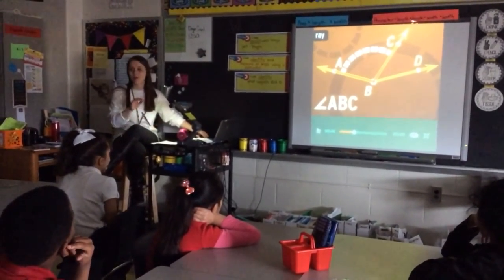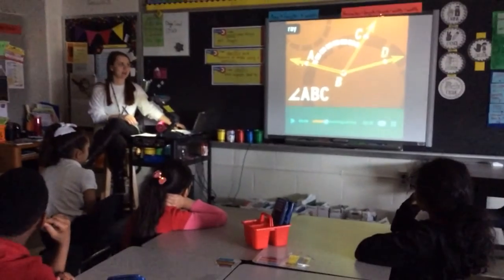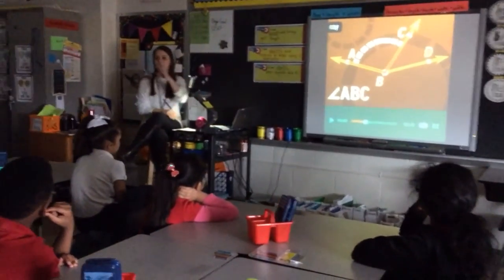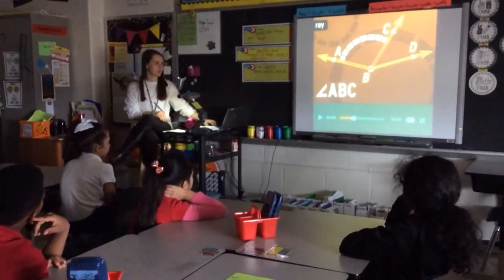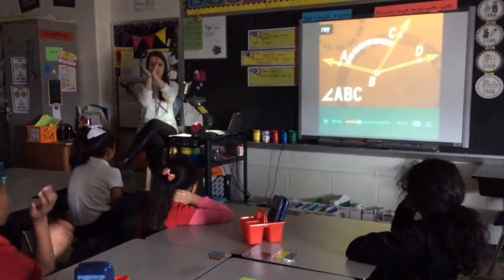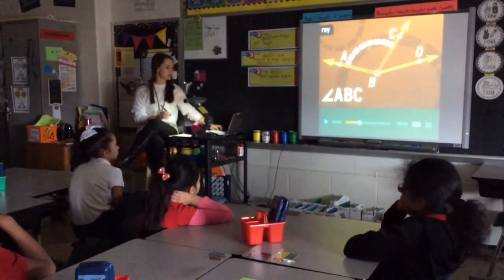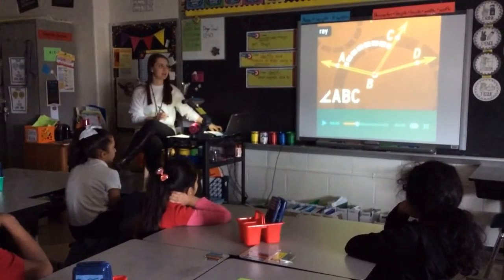Okay, all that was saying is what we've been talking about in class. The vertex is always the middle letter. It's at the point where the 2 rays meet. So this would be angle A, B, C.